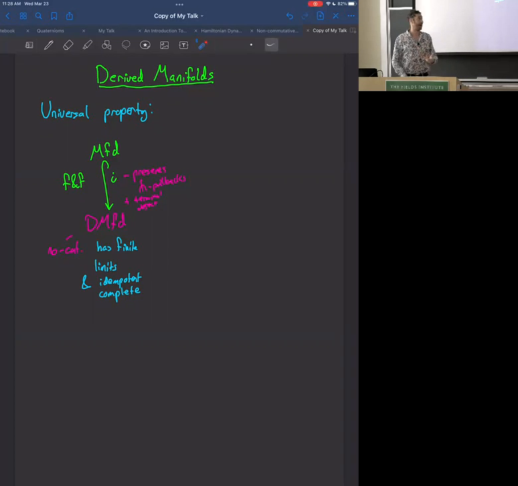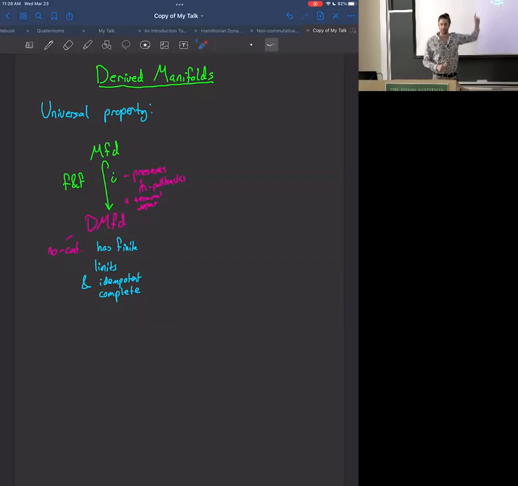So that just means I'm going to have pullbacks, arbitrary pullbacks, and the terminal object, and idempotent complete, so I can split idempotents. Okay, this is just for the retract part, right? So you can say derived manifolds is an infinity category universal with respect to these requirements.